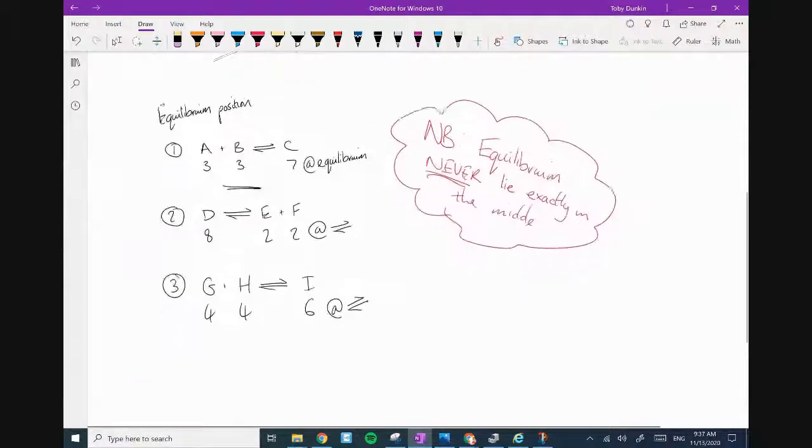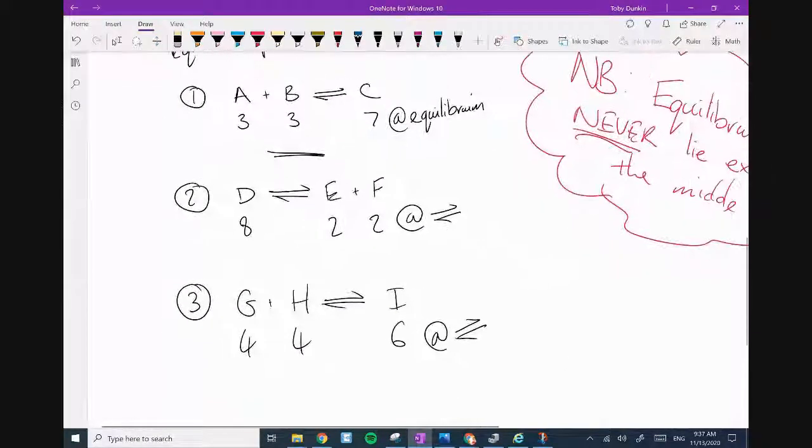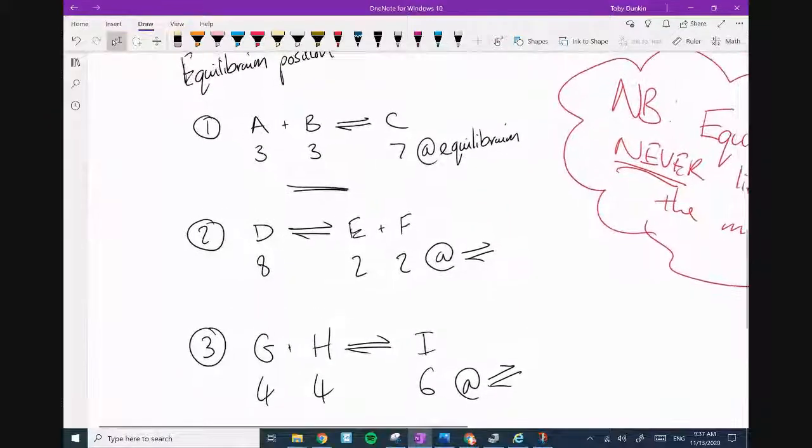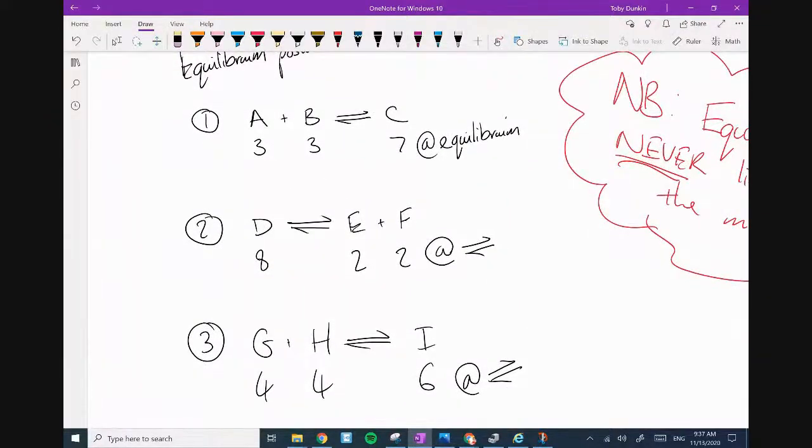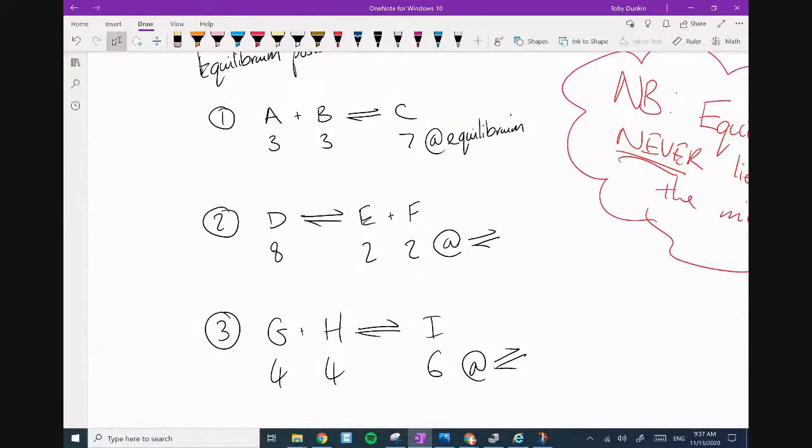What that means is we can talk about where their position lies. So if we look at reaction number one, in this case, what we're going to say is this equilibrium lies to the left.